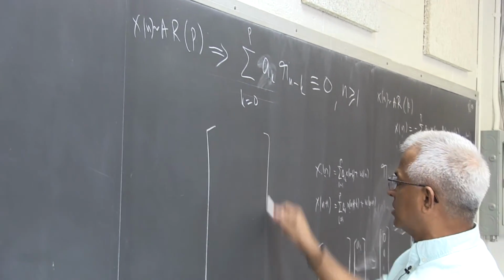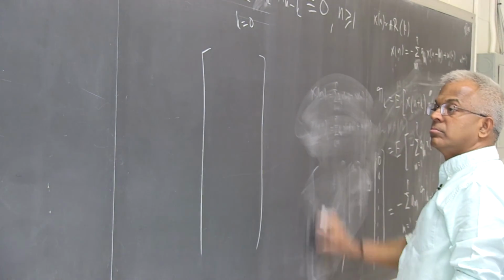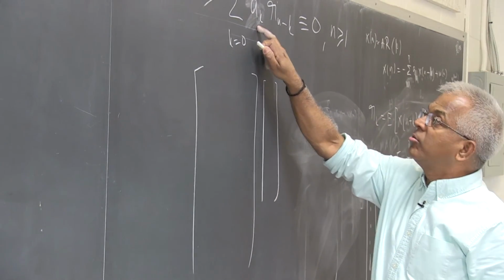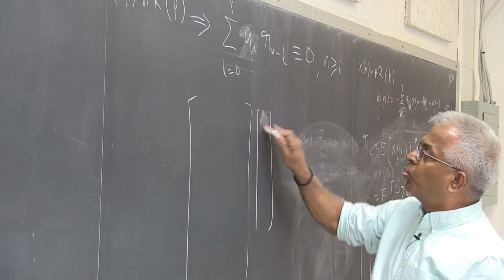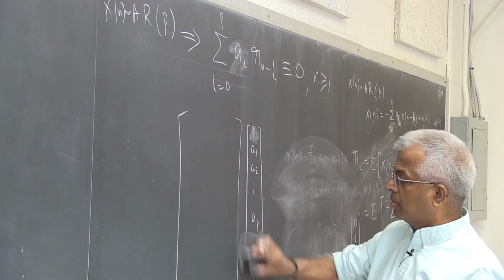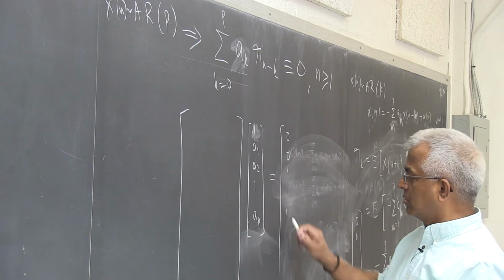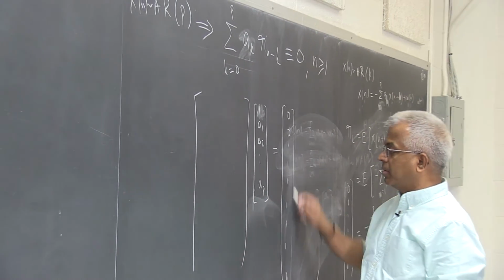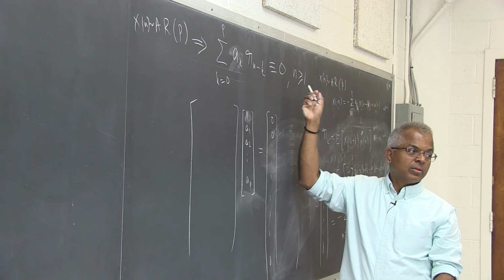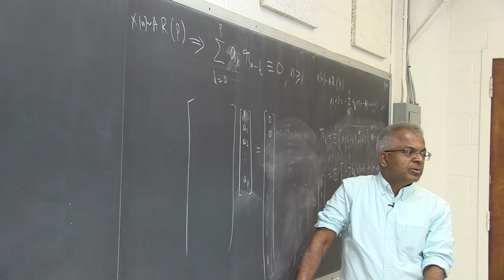Now you see, I can write this as a huge matrix equation, right? So look here, a naught is 1, we know, right? A1, A2, up to Ap. And here you have all zeros. How many equations are there? Anybody? How many equations?